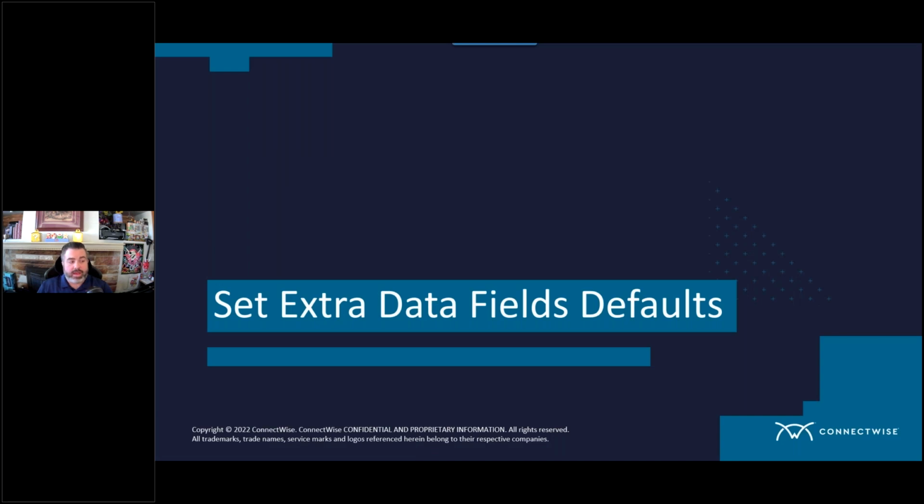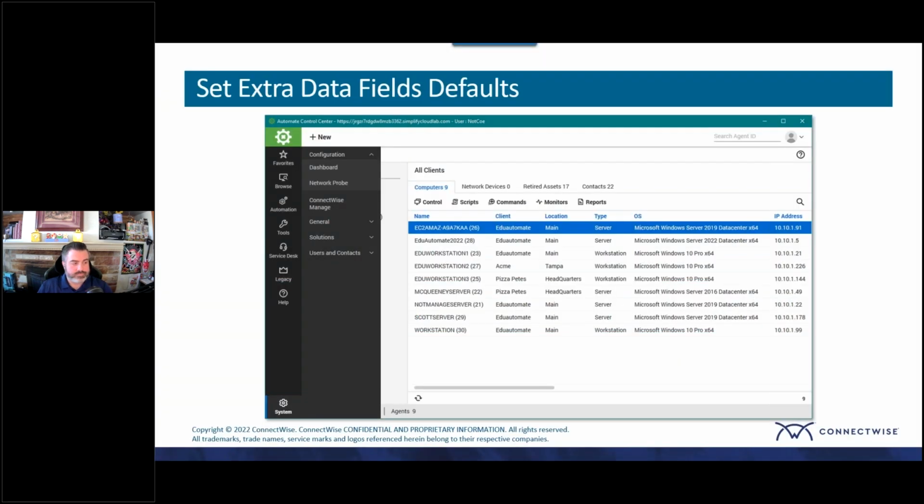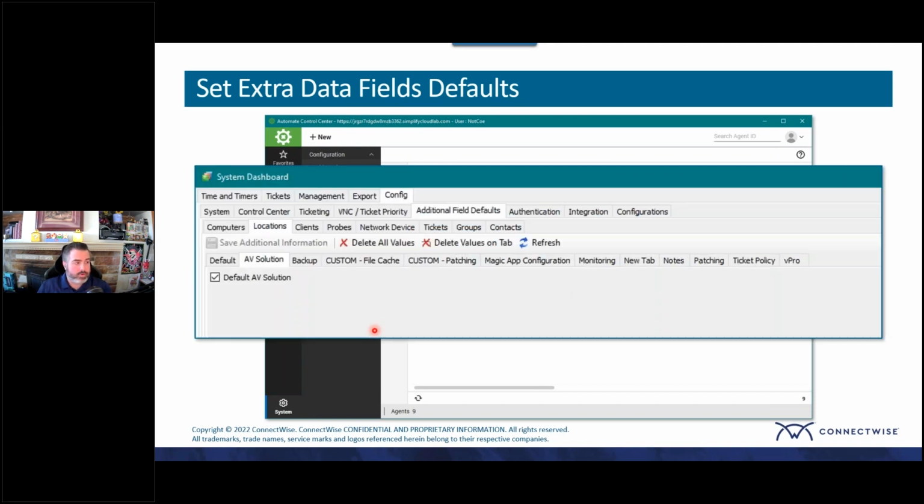So with that, now we're going to look at setting the extra data fields defaults. To start that process from the control center, we're going to go to our system and configuration and dashboard. And when the dashboard opens up, we're going to be looking at the config tab and then additional field defaults. The additional field defaults are going to be what's applied out of the box to, say, any new client that I set up in Automate or any new location under said clients for Automate.